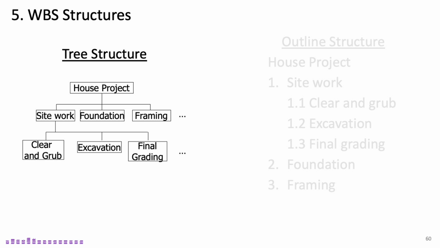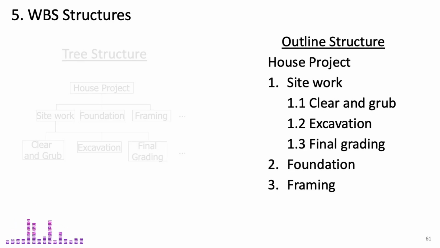However, on large projects with many work packages, the tree structure can become too crowded and difficult to read due to limited space. In such cases, an outline structure works better. It presents the same information in a linear, text-based format. Simpler, more compact, and easier to manage in documents, reports, or project schedules. Ultimately, the choice depends on project size, audience, and purpose. Use the tree for visual clarity on smaller projects, and the outline for larger, more complex ones requiring formal documentation.